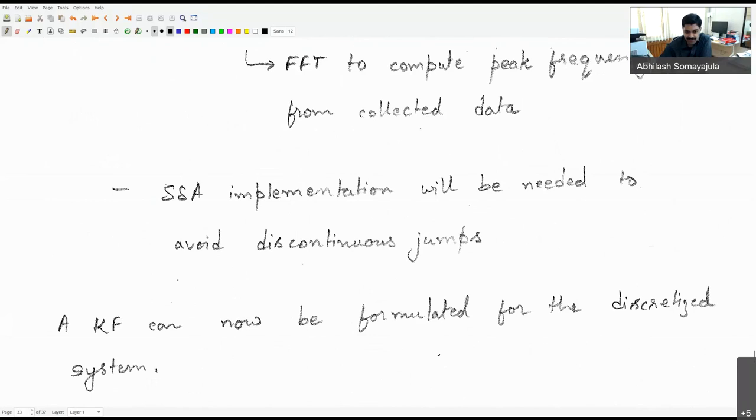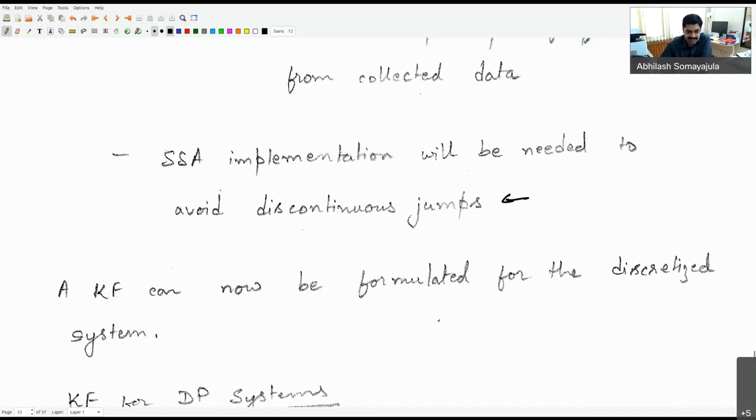Again, SSA implementation is needed to avoid discontinuous jumps. So this is something which we have to take care of when we are doing the correction step, that the injection term should be mapped to the smallest signed angle. So now once we have these different matrices, we can formulate the Kalman filter around them and then use them to predict our estimates of psi.